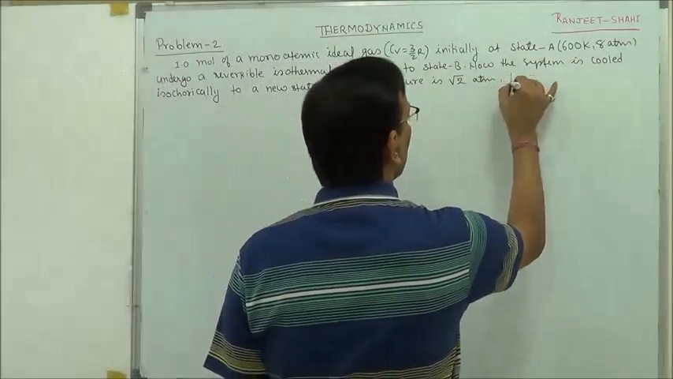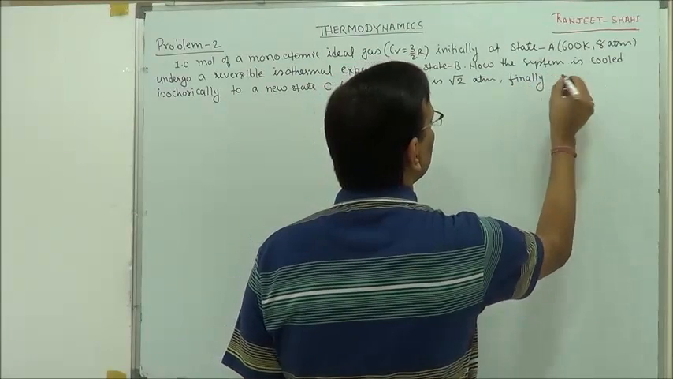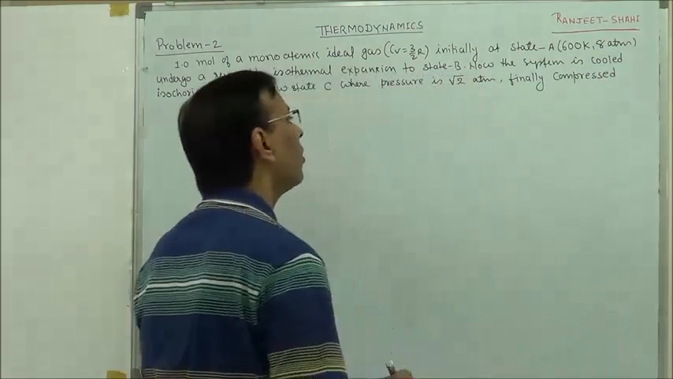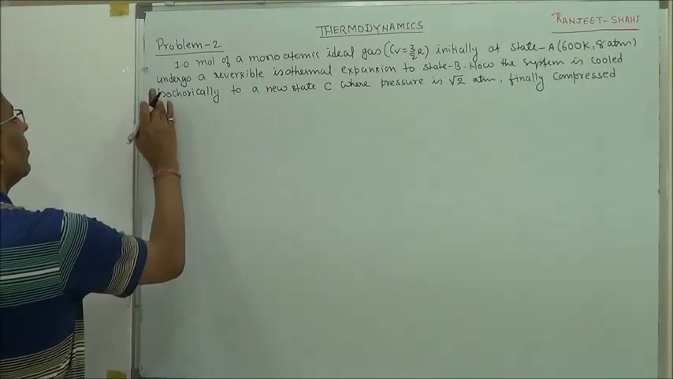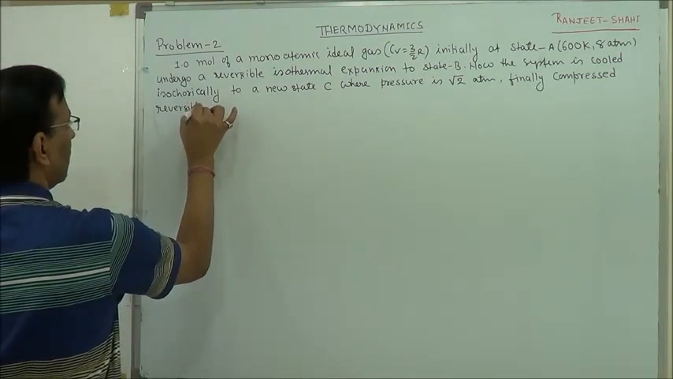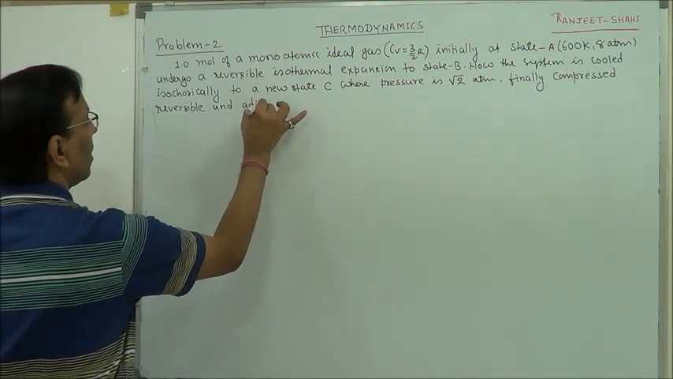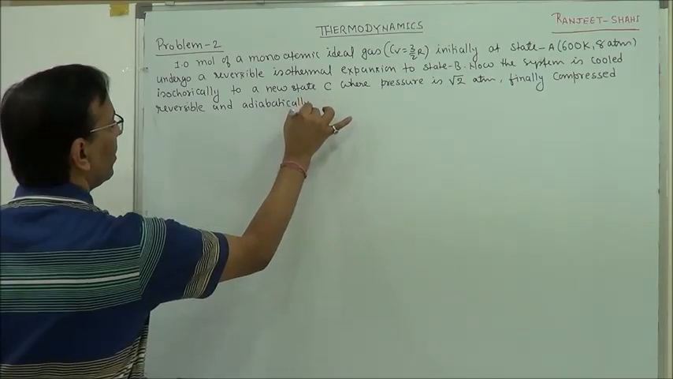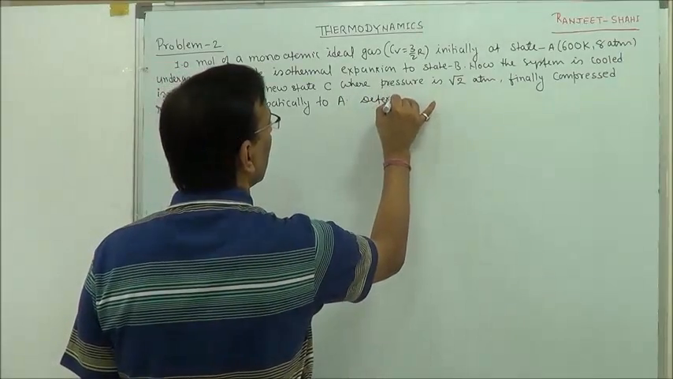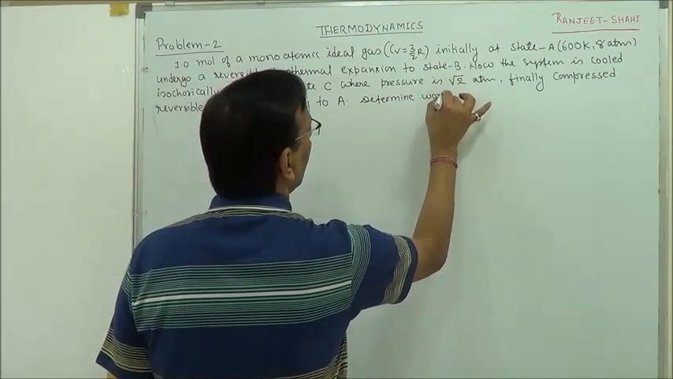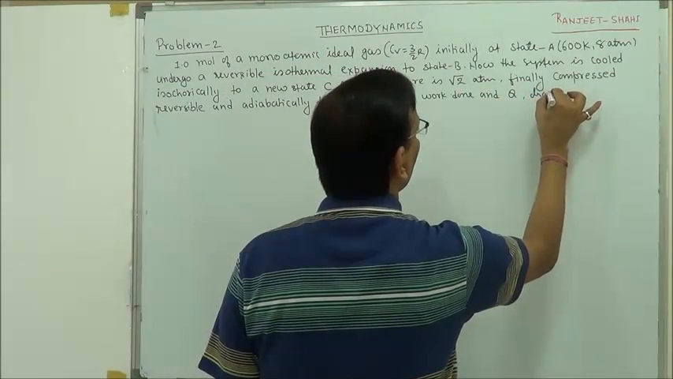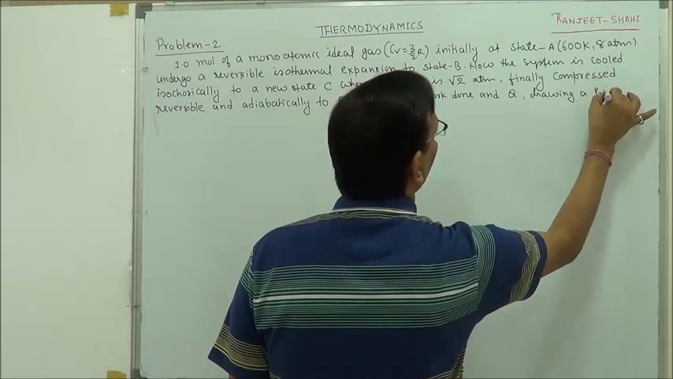And then finally compressed reversibly and adiabatically to A. Determine work done and Q, drawing a PV diagram.